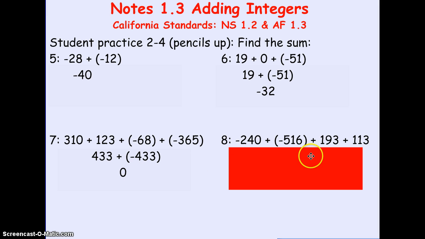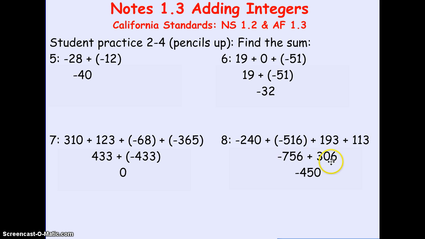Number 8, again, you're going to add your negatives together, add your positives together, and then we can secretly subtract. We know again that our answer is going to be negative because that negative 756 has the greater absolute value. So go ahead, correct your answers, and then please go on to the quiz.